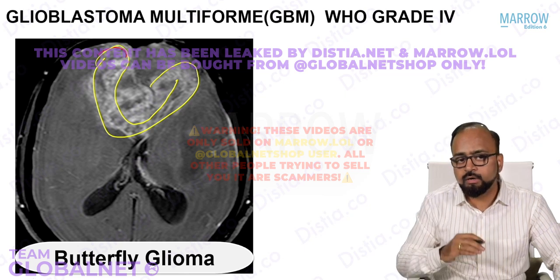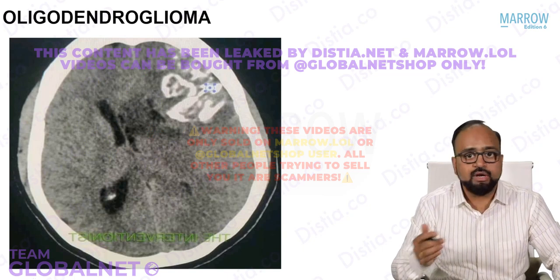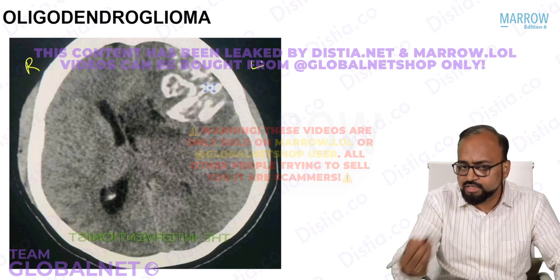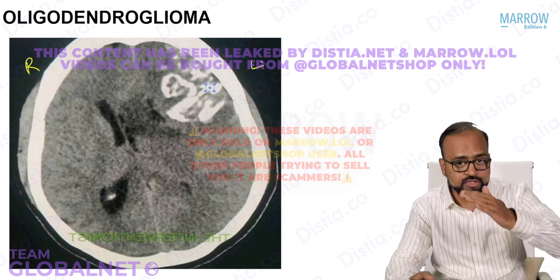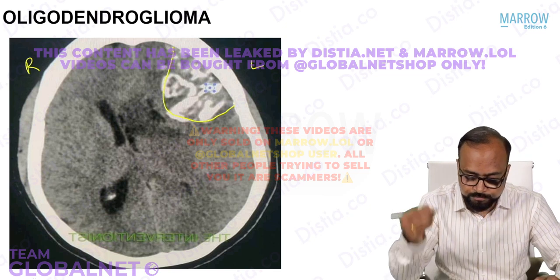Now, a relatively low grade glioma with a better prognosis is oligodendroglioma. Now, look at this CT image here. What do you see? This is right, this is left. Where is the tumor located? The tumor is located superficially along the surface of the brain. So, where is it located? It is cortical in location.